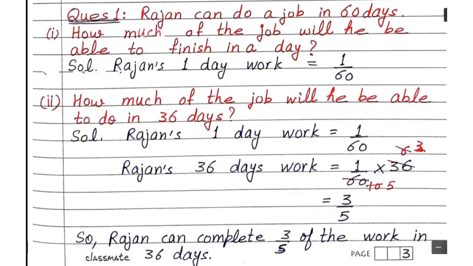Now see the second part. How much of the job will he be able to do in 36 days? Now children, Rajan's 1 day work is 1 by 60. Then Rajan's 36 days work will be 1 upon 60 multiplied by 36. After simplification, we will get 3 upon 5. So Rajan can complete 3 upon 5 of the work in 36 days.